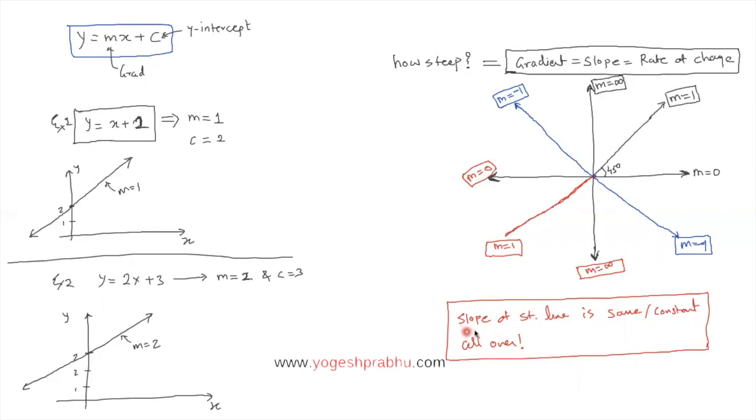Correct. Next, the slope of a straight line is the same or constant all over. You understand this point? It means that if the graph is this way, then here, and if the graph is this way, even here, it'd be the same. The speed will be the same. All over it is going to be the same. You are correct.